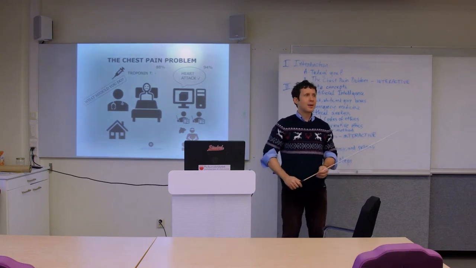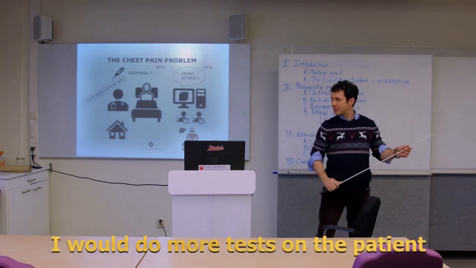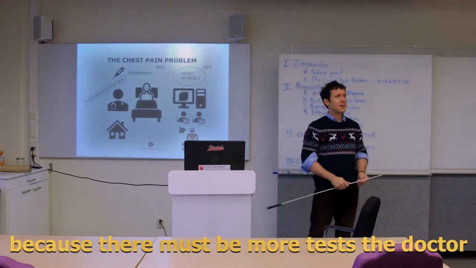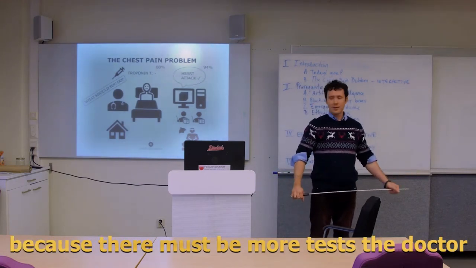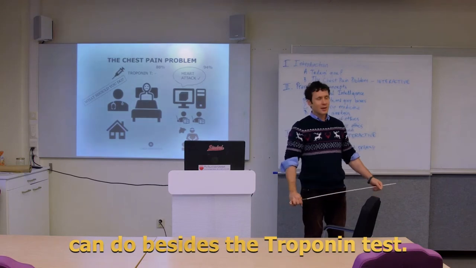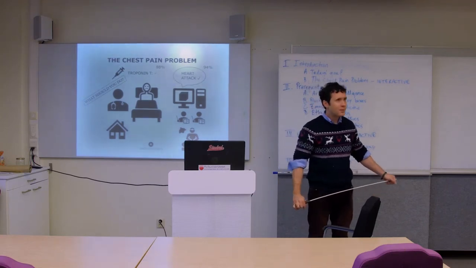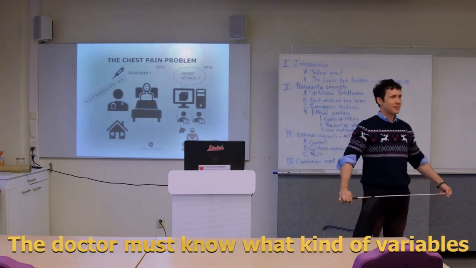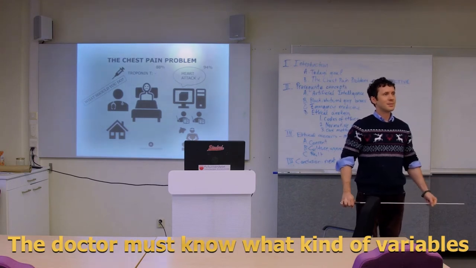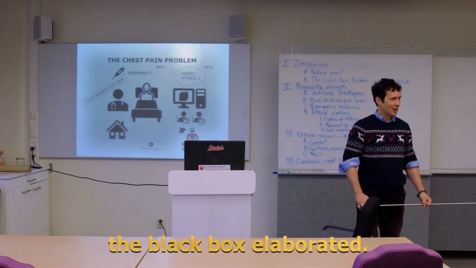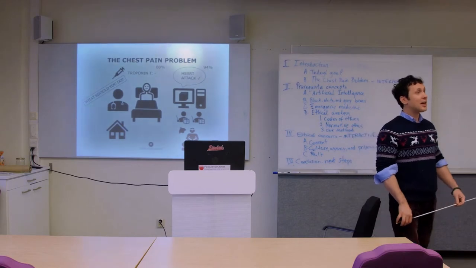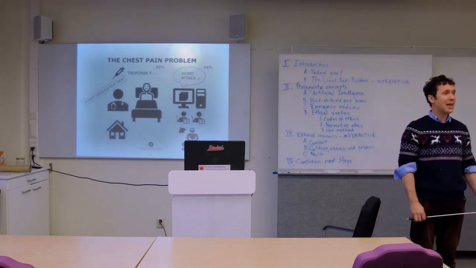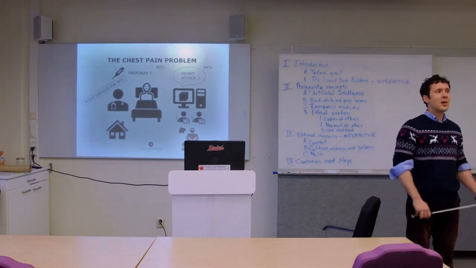Okay. I would do some more tests on the patient because there must be more tests the doctor can do besides the troponin test. There are more. The doctor must know what kind of variables the black box elaborates. He does. He can know the input. He doesn't know how they're weighted.